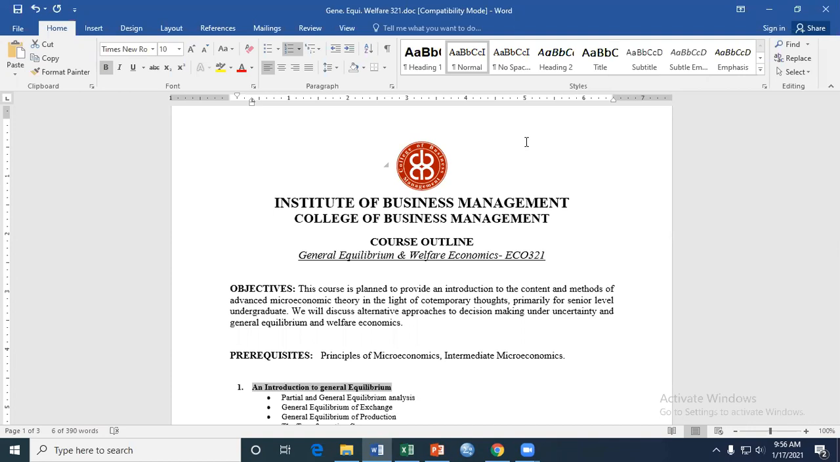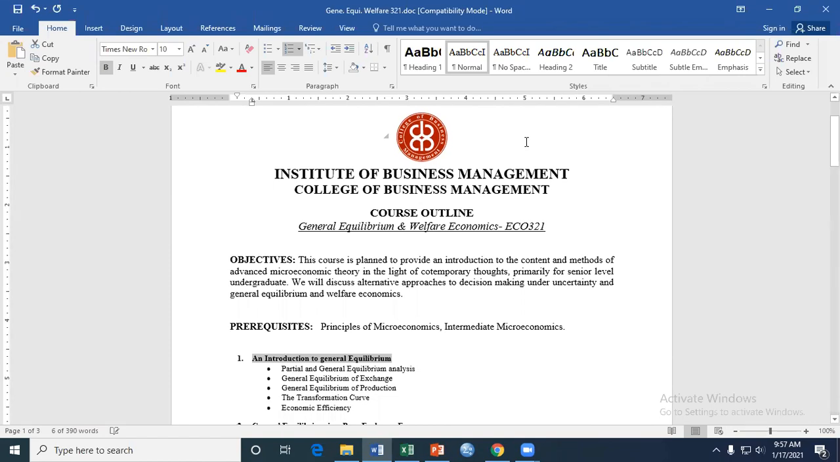Before we start, we will look at this course outline where you can get the idea of the structure of this course. The objective of this course is to provide you an introduction to content and method of advanced macroeconomic theory in the light of contemporary thoughts, primarily for the senior level undergraduate. We will discuss alternative approaches to decision making under uncertainty and general equilibrium and welfare economics.